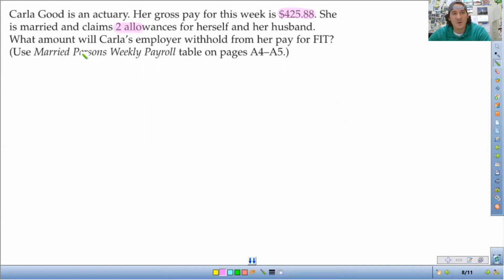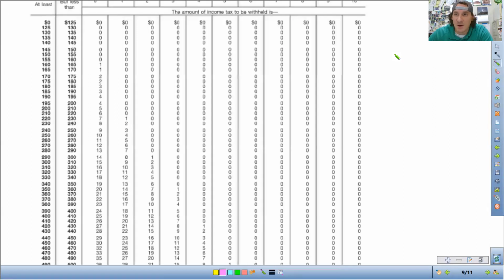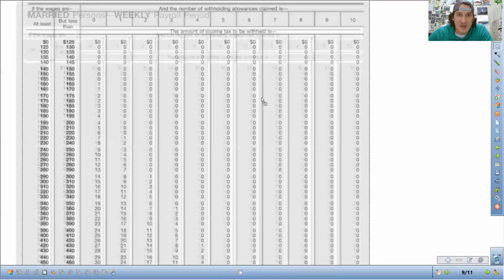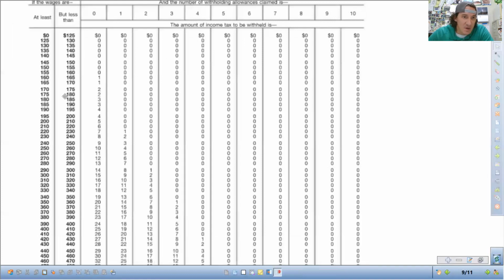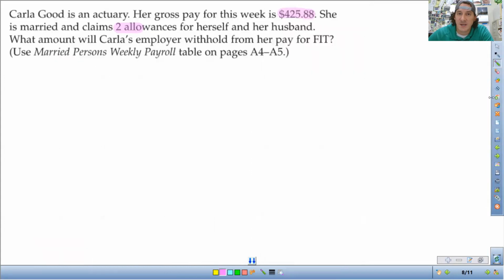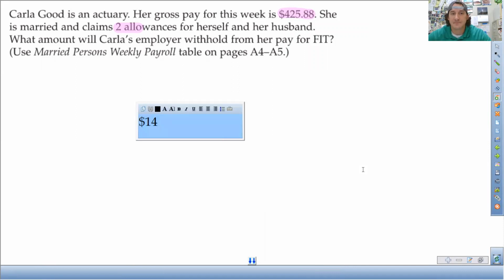Like I said, we want to use the married person's weekly payroll table. Here's the table that we're talking about. It says at the top here, married person's weekly payroll. How you read this, I'm going to move it down. We want to go into that range, so she gets paid $425 this week. We need to go down to find where that is. Right here between $420 and $430, and she has 2 allowances. That's this column here. So 14. Her allowance is $14, and that's all you need to do, is look up these values on the table. $14.